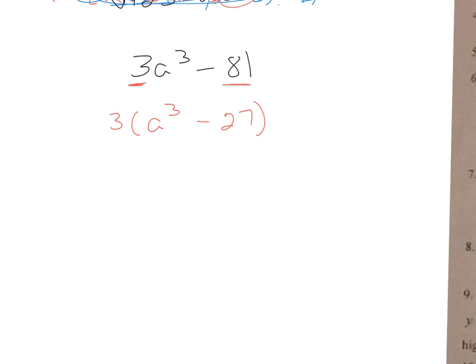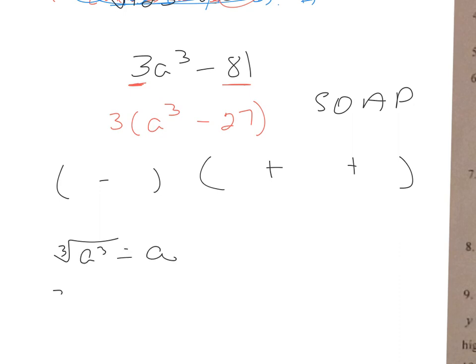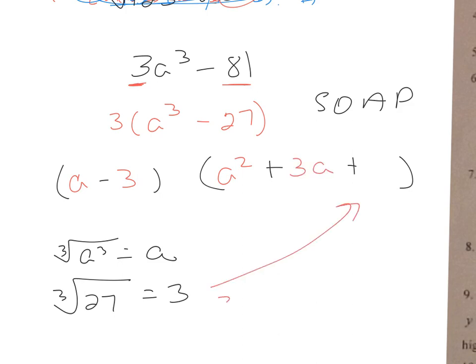So now I want to think difference of 2 perfect squares? No, because I have an a to the third and 27 is not a perfect square. Or is it the difference of 2 perfect cubes? Yes, a to the third is a perfect cube, and so is 27. So remember SOAP. So I have 2 parentheses. It's same, opposite, always positive. The cube root of a to the third is a. And the cube root of 27 is equal to 3. So inside my parentheses would be a minus 3, a squared, 3a, and 3 squared, which goes back there, is 9. So that's my final answer.